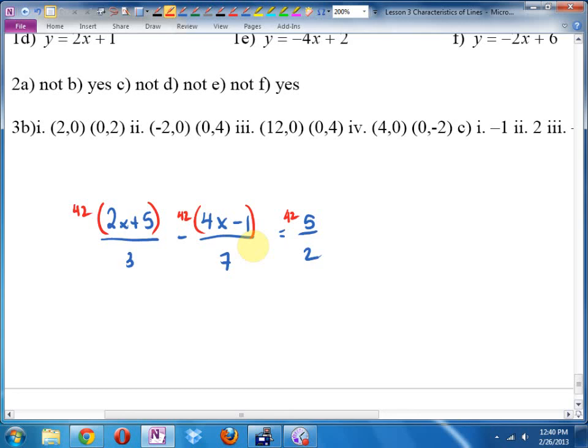Oh, and now I would say, hey, what's 42 divided by 3? What is 42 divided by 3? 14? And I drop the 2x plus 5 in brackets, minus 42 divided by 7, 6. Drop the 4x minus 1 in brackets. 42 times 5 divided by 2, 105. And then get rid of the brackets. So now I've turned it into something that I already know. But in your homework, if you see a fraction without brackets and it's got two terms on top, there are brackets there. Just like there's an invisible 1 in front of the x. It's implied. We don't bother writing it.